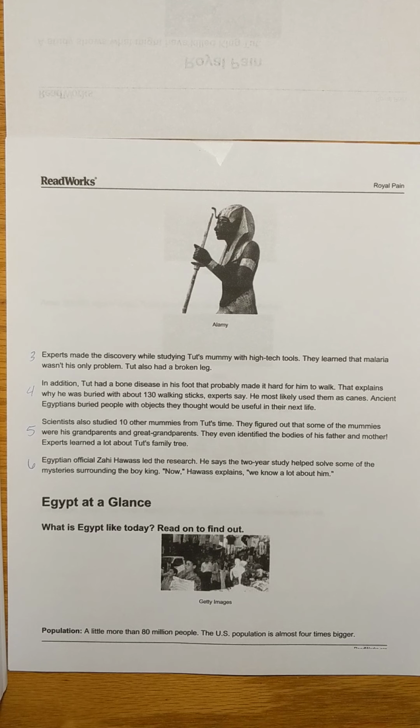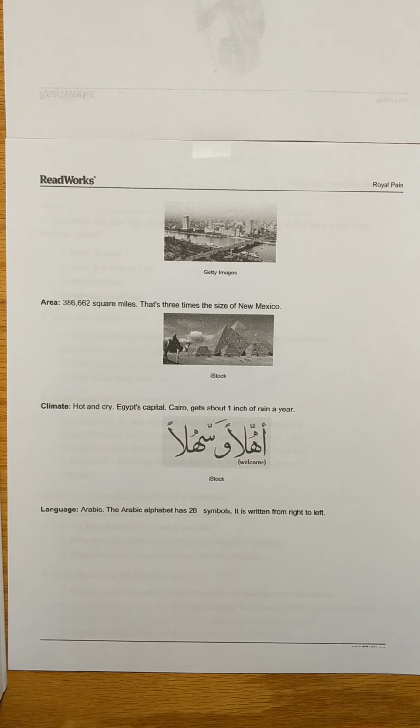Egypt at a glance. What is Egypt like today? Read on to find out. The population: a little more than 80 million people. The U.S. population is almost 4 times bigger. Area: 386,662 square miles. That's 3 times the size of New Mexico. Climate: hot and dry. Egypt's capital, Cairo, gets about 1 inch of rain a year. Language: Arabic. The Arabic alphabet has 28 symbols. It is written from right to left.